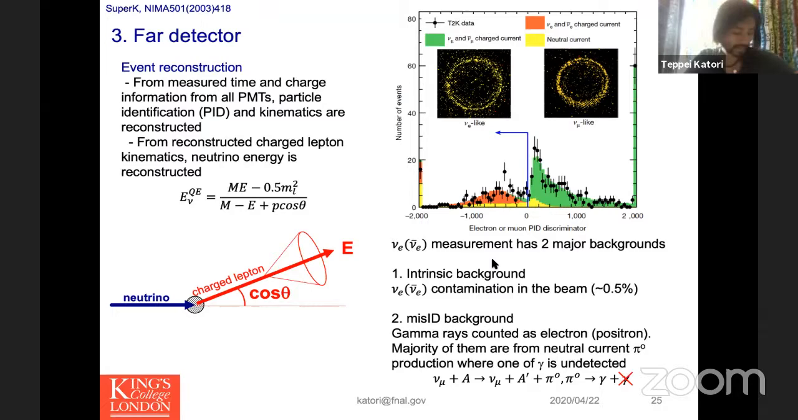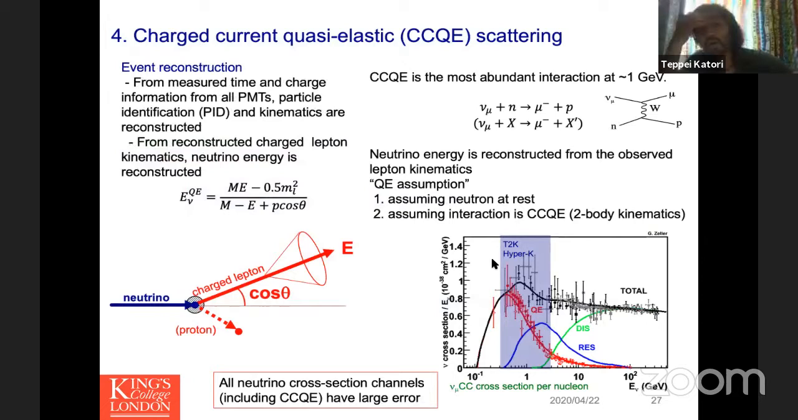Let me talk a little bit more about the details of interactions. As I mentioned, neutrinos interact and generate charged leptons, and that's how you find the neutrino energy. The main channel for this process is called CCQE, the charged current quasi-elastic scattering. It's pretty simple. In the case of neutrinos, a neutrino interacts with a neutron and generates a charged lepton and a proton. And once you know this is a CCQE interaction, you can reconstruct the neutrino energy.